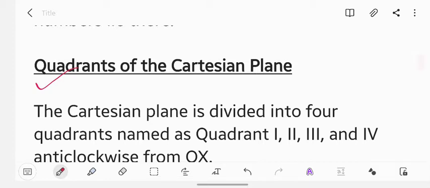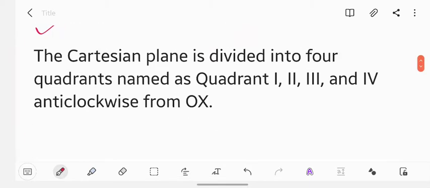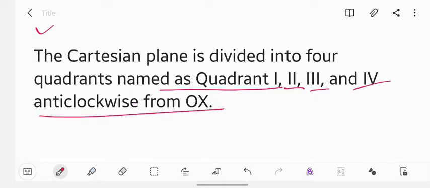Next one is quadrants of the Cartesian plane. The Cartesian plane is divided into four quadrants, named quadrant 1, 2, 3 and 4 respectively, taking anti-clockwise from OX.